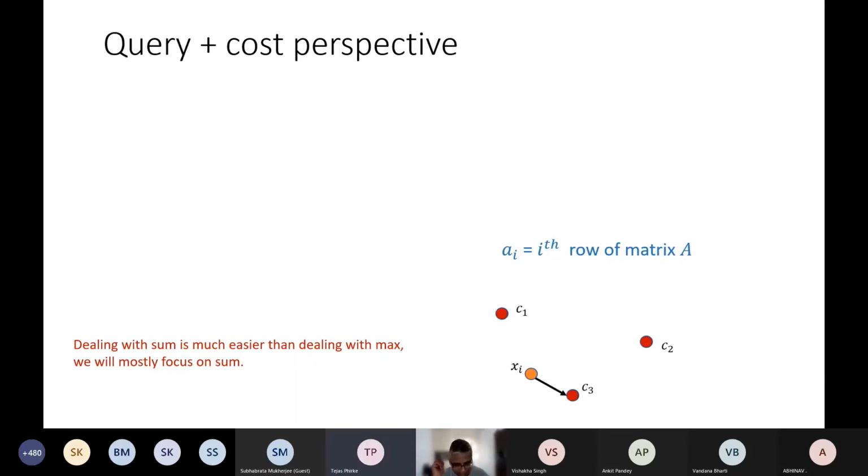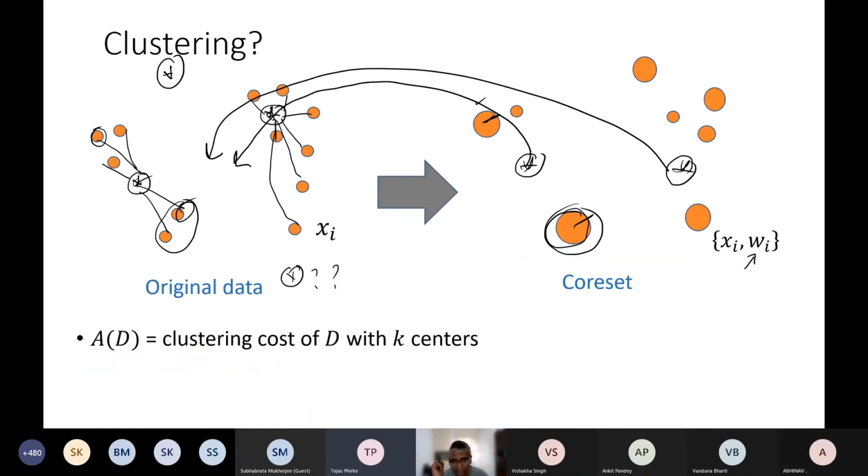Hello, sir. Sir, on what basis can we select the weights here? On what basis, how can we select the weights on the basis of X? We'll come to it. We'll come to it, how the weights will come.